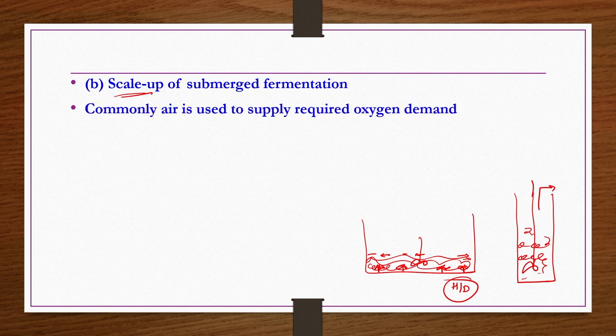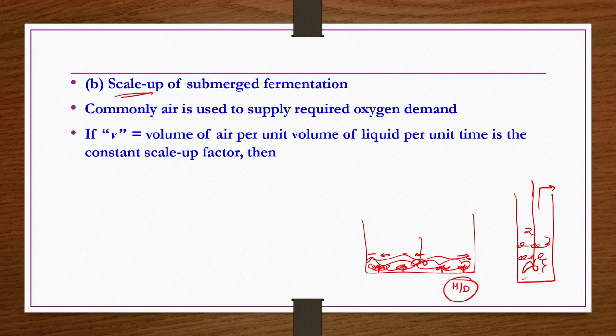Commonly, air is used to supply required oxygen demand. If v is air volumetric flow rate per unit volume of the liquid, and this volumetric flow rate of air per unit volume of the liquid you take as a constant for this scale up, because when you do scale up, there should be some basis, right? In general, for the aerobic process, air is the one that is supplied to maintain the required oxygen demand. So, then air flow rate or volumetric rate of the air is taken as a scaling parameter. So, volumetric flow rate per unit volume of a liquid.